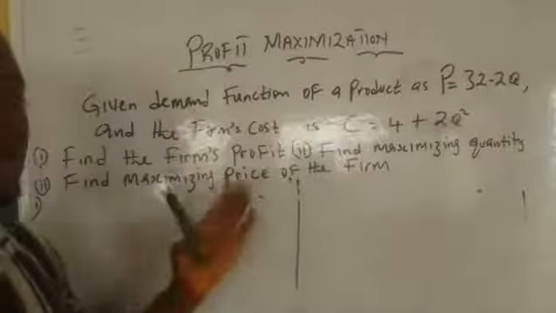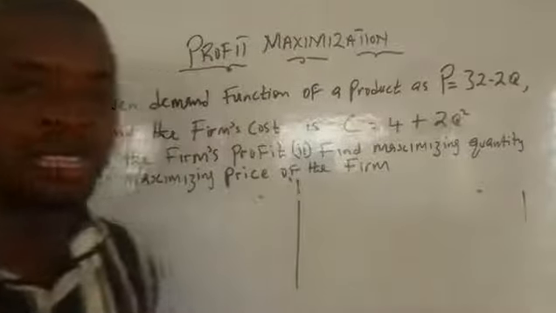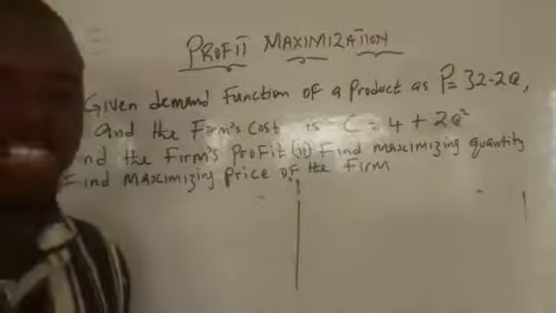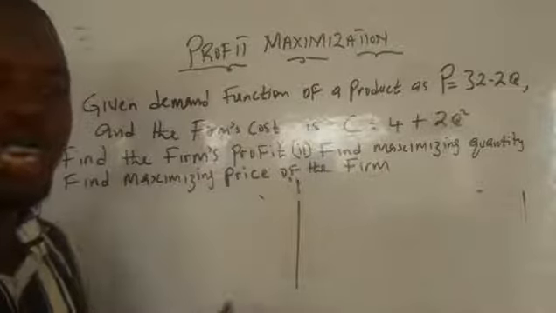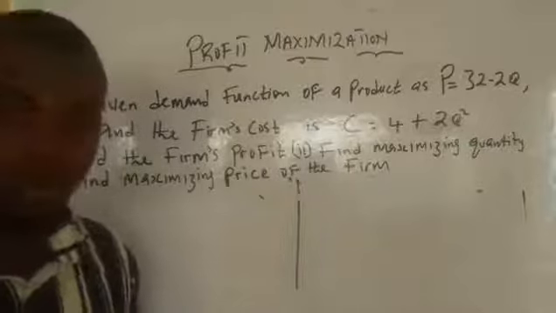In this video, we are going to be looking at profit maximization. By profit maximization, we are looking at the points at which a firm makes the highest profit. And as well, we are going to be looking at the quantity to be produced to make that highest profit and the price of the product.